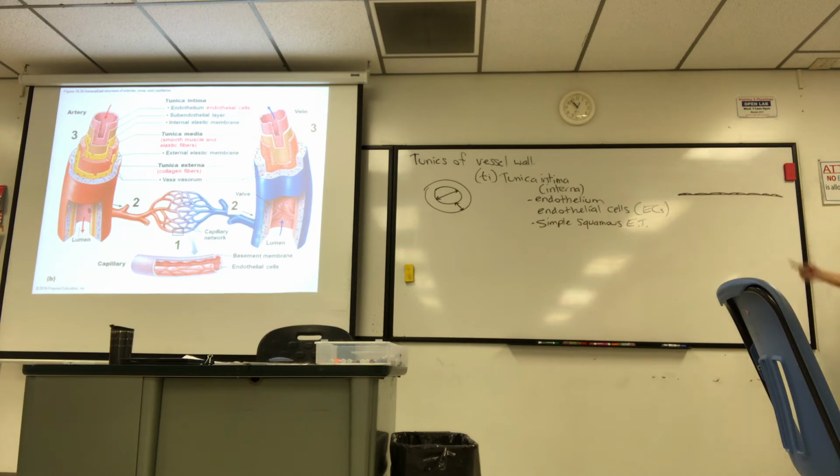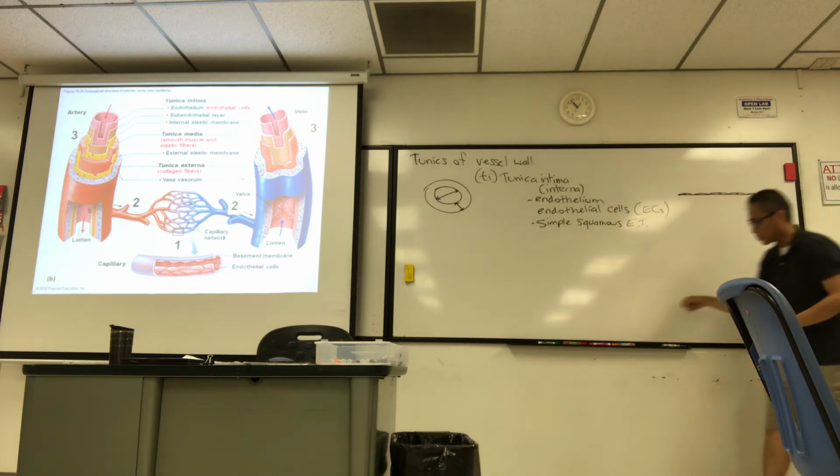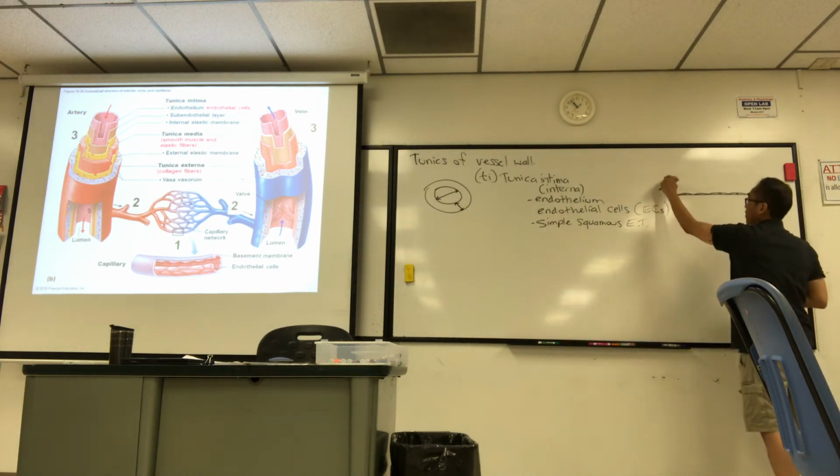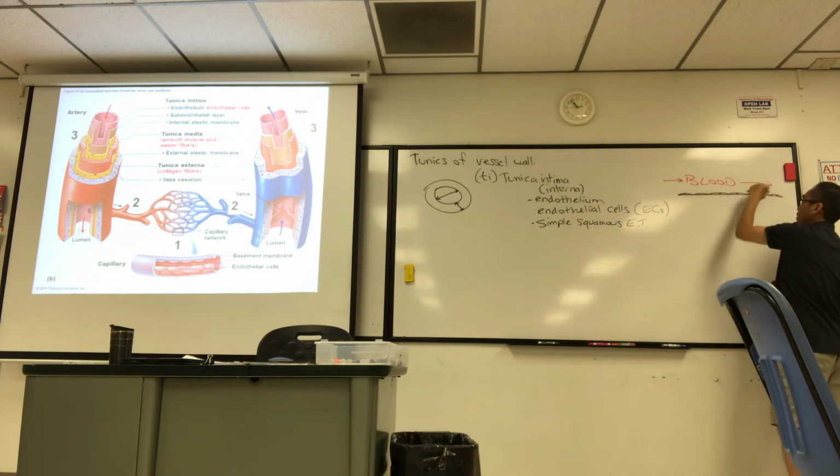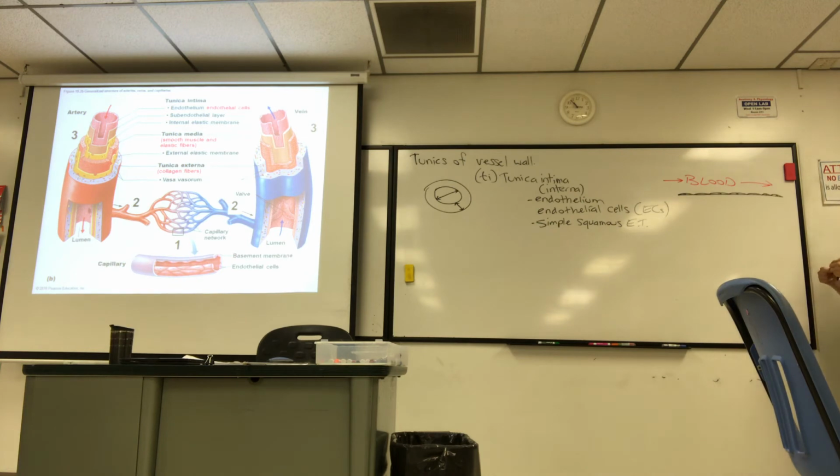Okay? Now I just drew it as a flat surface. Imagine there's blood flowing right on top of it, flowing in that direction. So if I go from inner to outer, I'm going to draw underneath it to represent outer layers. Within the tunica intima, there's a subendothelial layer.